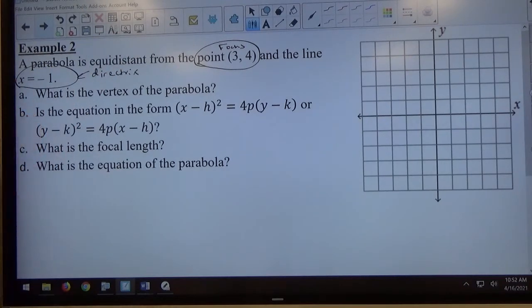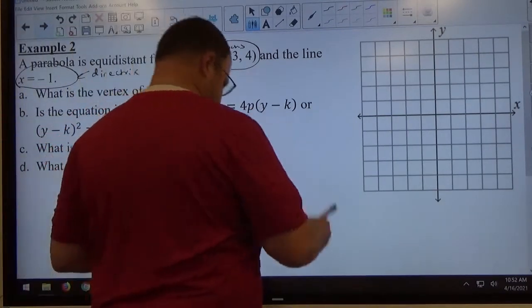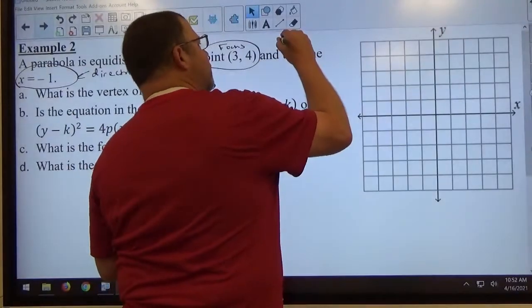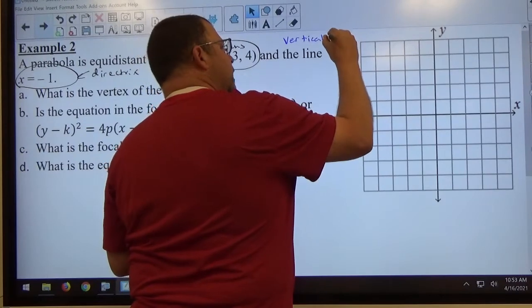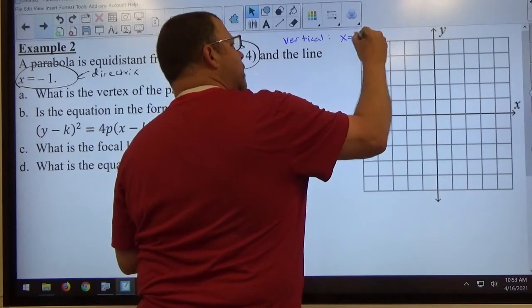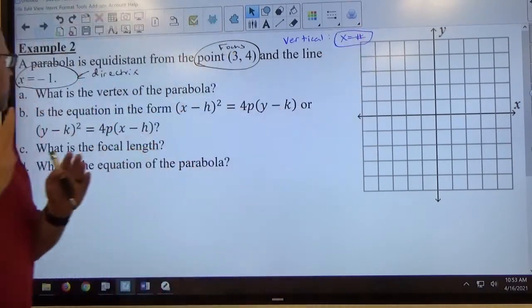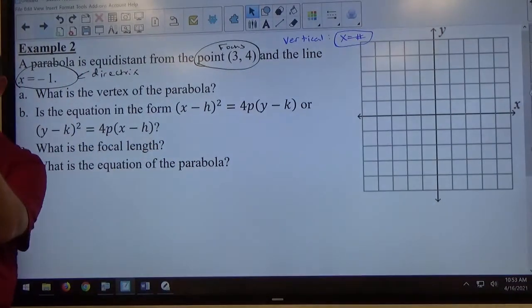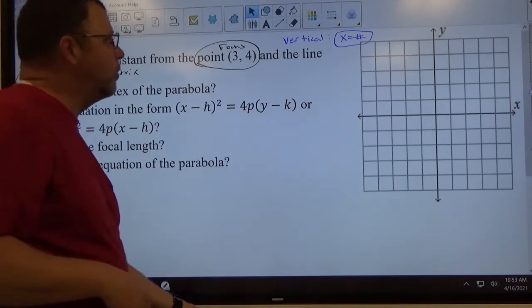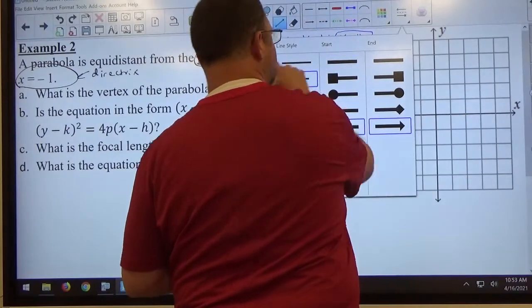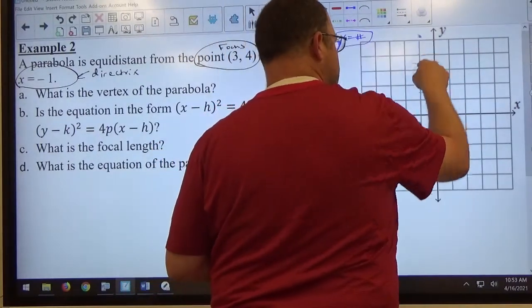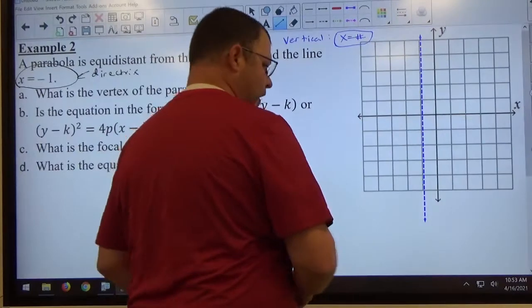Now, when an equation of a line says x equals number, that's a vertical line. The equation of a vertical line is always going to be x equals some number. So x equals negative 1: you go 1 left, and you're free to go up and down at will. So my directrix is x equals negative 1, so I'm going to draw that. There's x equals negative 1, that's the directrix.